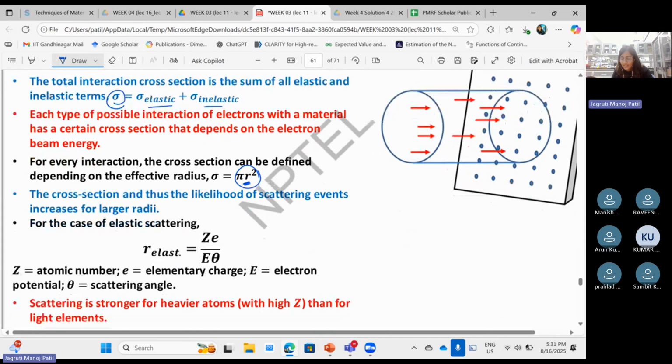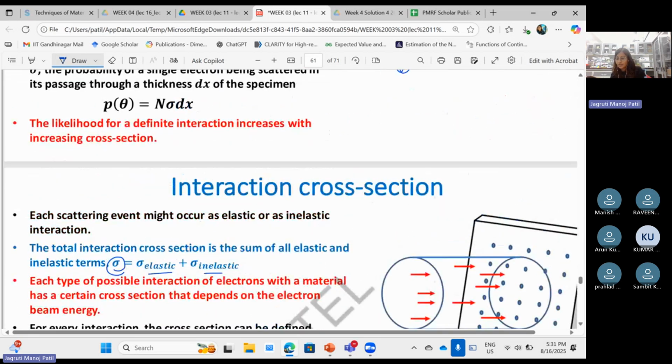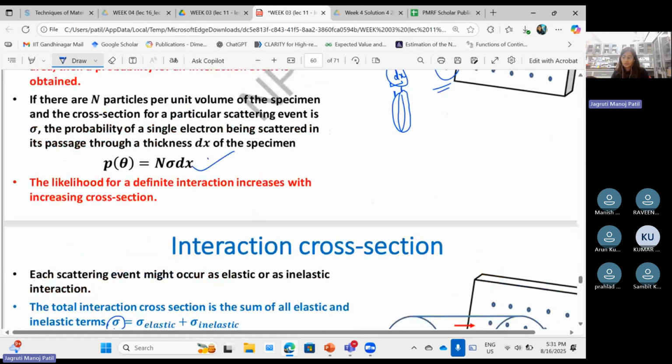And for the case of elastic scattering, this radius will depend on nothing but the atomic number, electron charge, energy, and the scattering angle. So you need to know these relationships. Don't learn them by heart, but do understand how they come about. Because if you saw the previous one, the probability of interaction is how much goes through a particular sample. So that's nothing but taking a cross section and seeing through it.